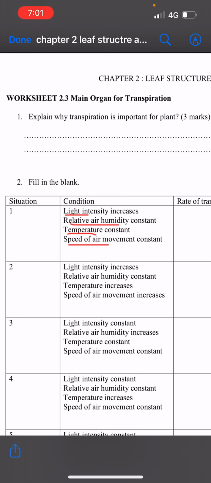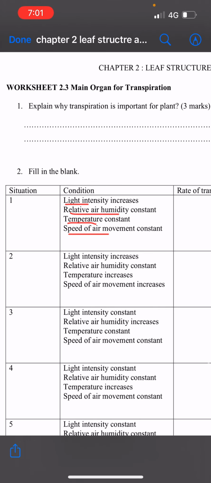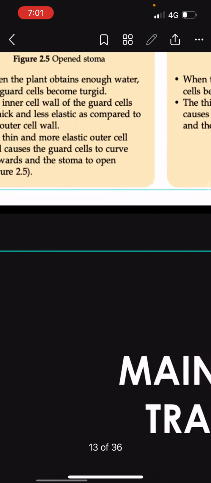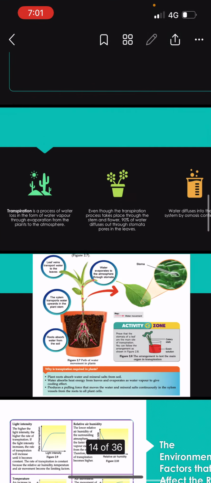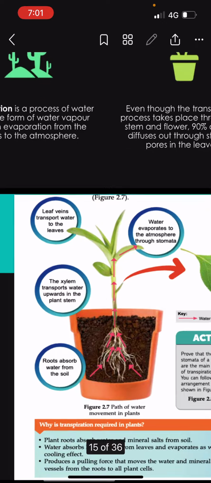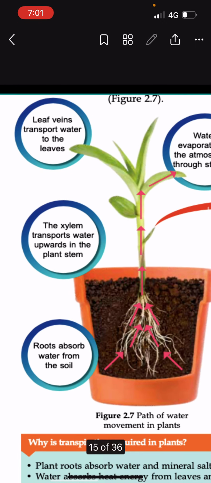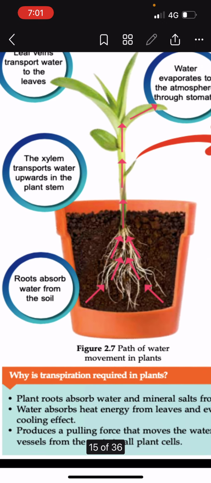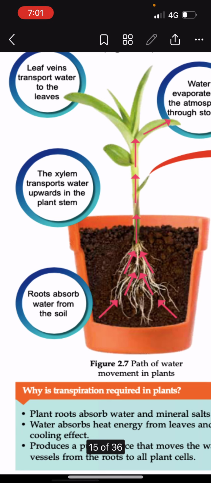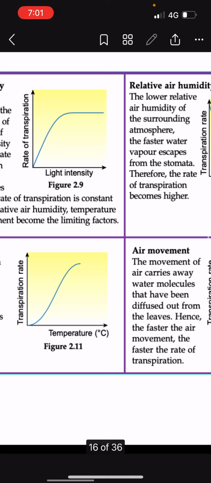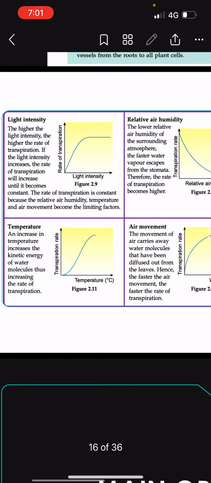Okay, the last part is the rate of transpiration. Kenapa transpiration tu penting? Okay, boleh baca dekat bahagian sini. Okay, this one. Okay, this is the explanation why transpiration is very important. Boleh baca. And then this explain about the rate, the factors affecting the rate of transpiration. So ada 4 lah factor.